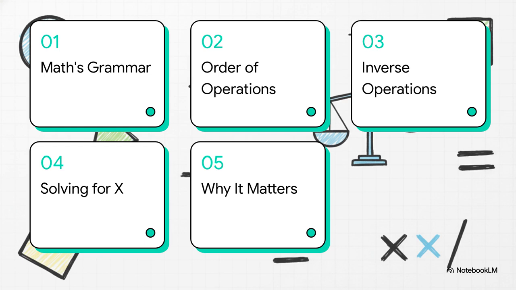First, we'll talk about why we even need these rules in the first place. Then, we'll get into the order for solving problems forwards, learn the trick to working backward, actually use it to find a missing number, and then we'll tie it all together and see why it matters in the real world.